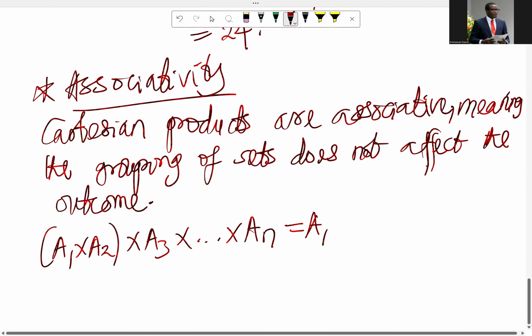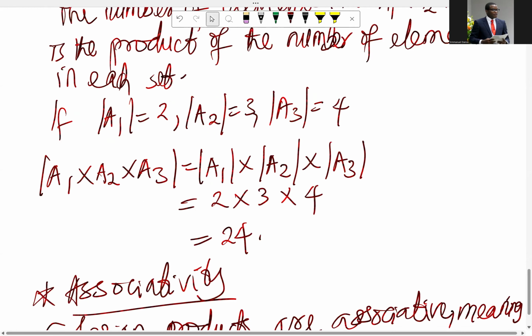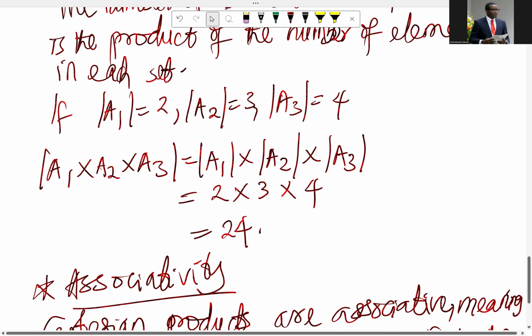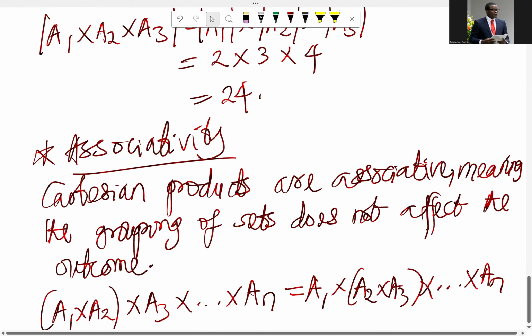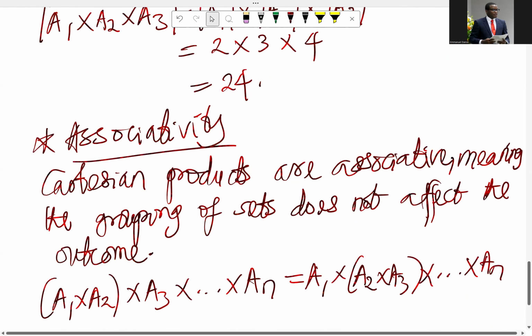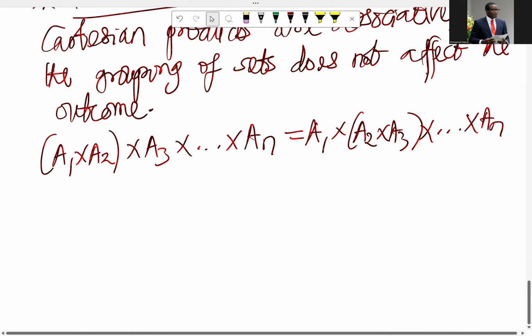If you say A1 first, and then you have A2 by A3 second, and then you go on up to AN, anyhow you do it, as far as the order is the same, the result is the same. So Cartesian products are non-commutative. The cardinality is the product of the cardinalities of the individual sets, and they are also associative. Those are three key properties that you need to pay attention to, especially the cardinality. So you can easily know the number of pairs or triples or n-tuples you are going to get based on the cardinality of each set that you are considering.